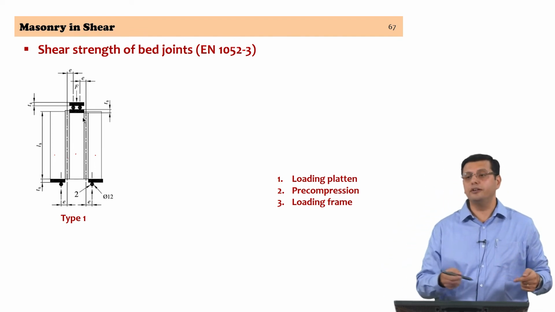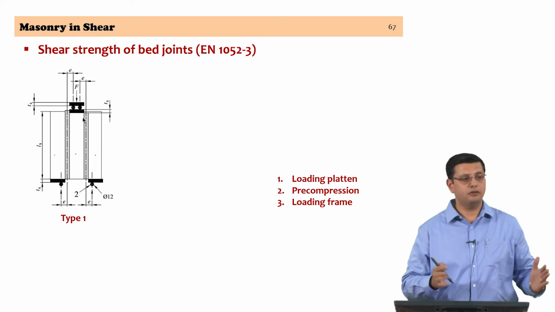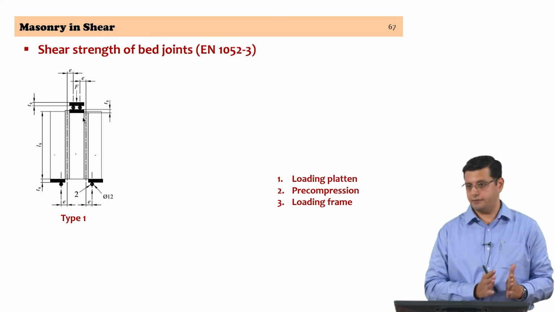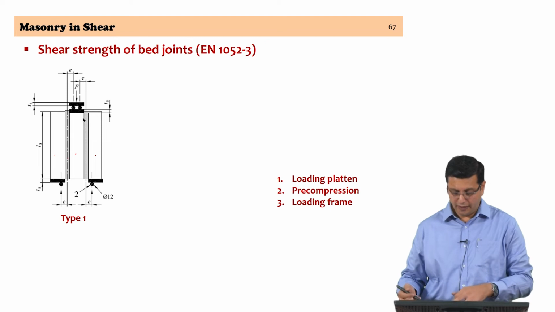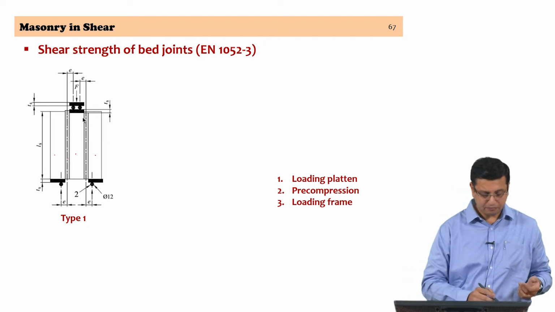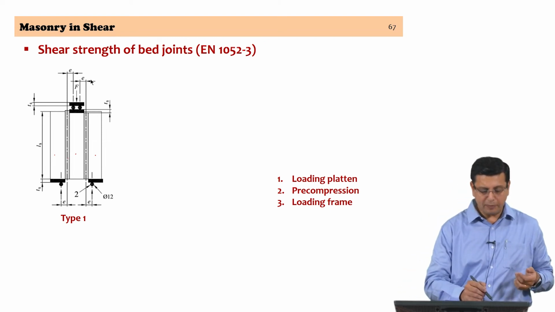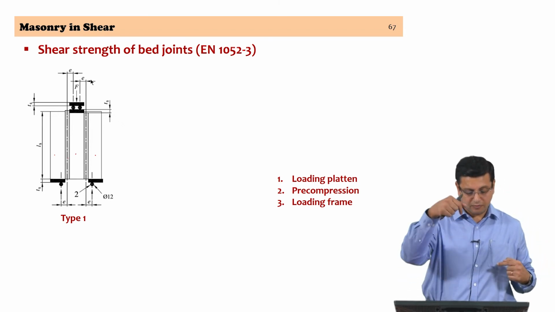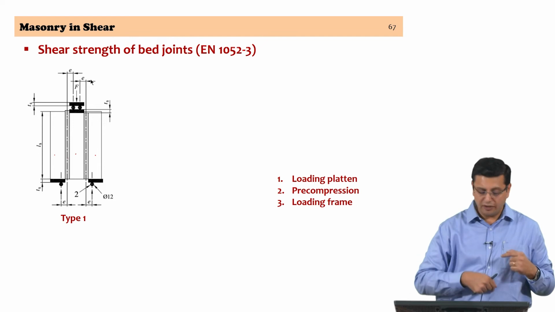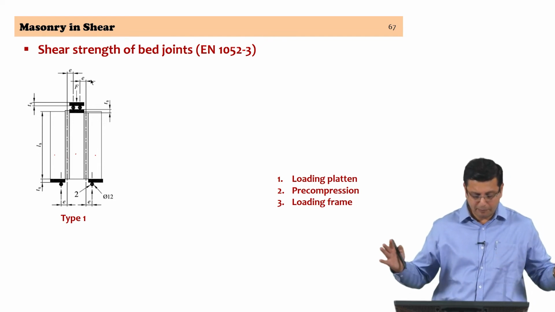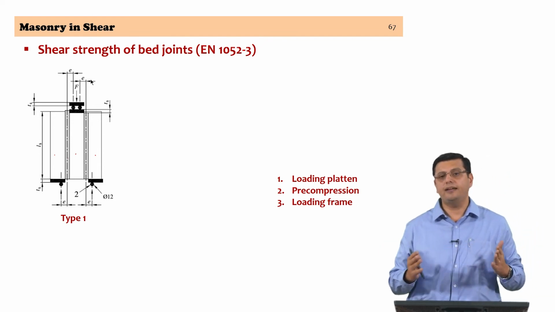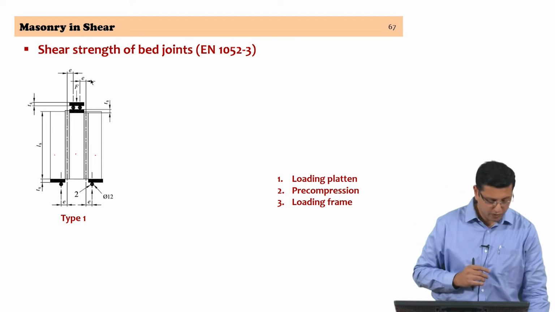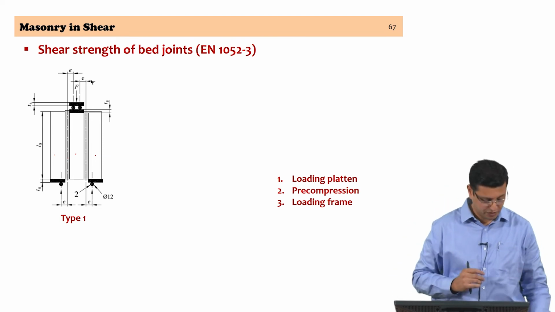You can also introduce precompression to the joint in this case, right. So, if you look at the numbering here, you have the loading platen, which is going to be applying the shear force, you have the precompression in the walls, and you have the overall loading frame which is holding the setup in position, right.